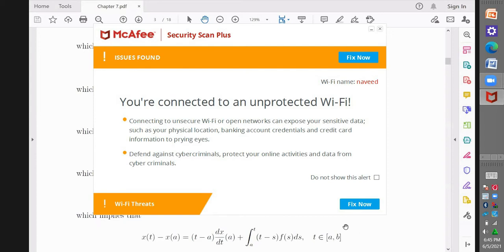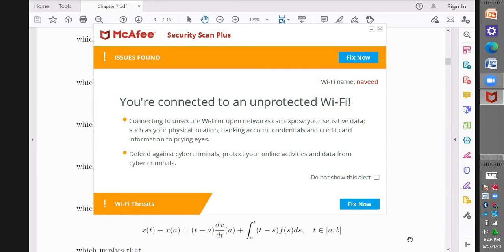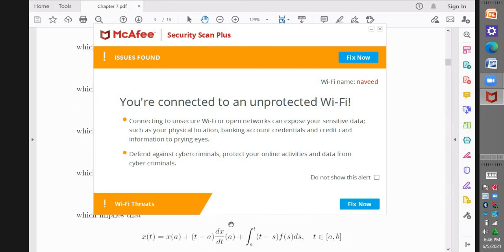Now this can be expressed as: x at t is x of t minus x at a is x of a, and this is (t minus a) dx over dt at a, plus this integral can be expressed as integral from a to t of (t minus s) f of s ds, where t belongs to [a, b]. Now just shift this to the right side, so this is x of t is x of a plus (t minus a) into dx over dt at a, plus integral from a to t of (t minus s) f of s ds, where t belongs to [a, b].